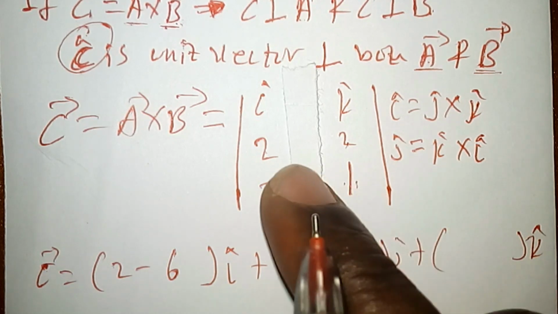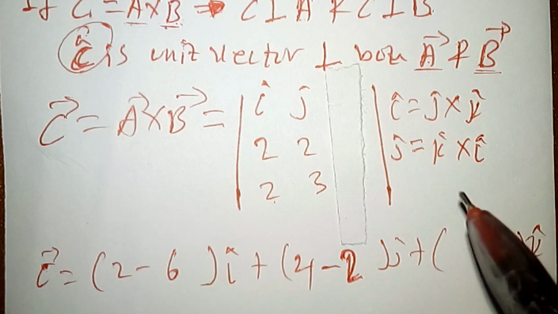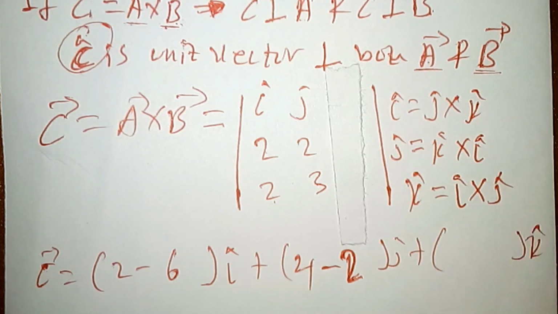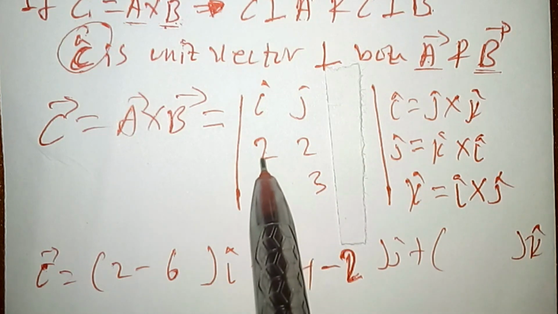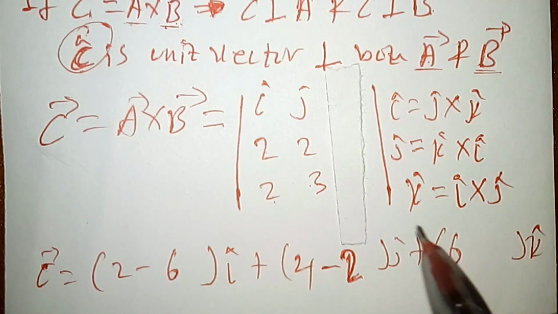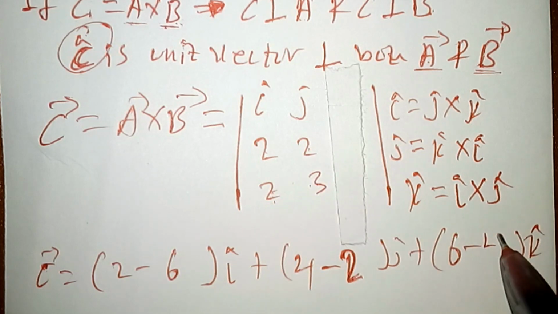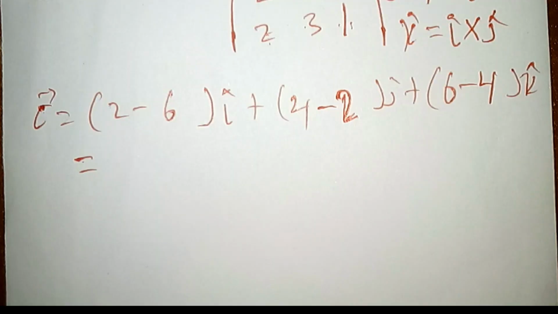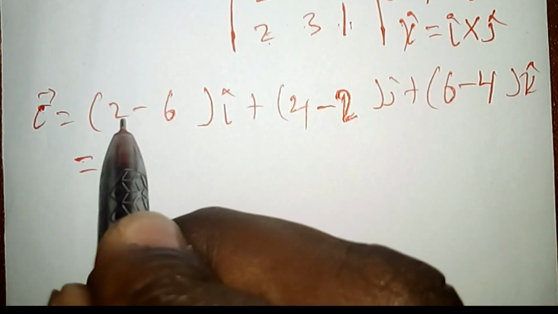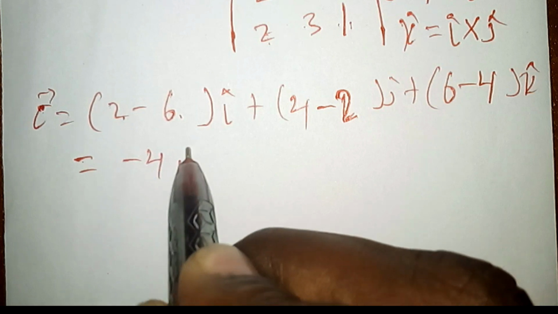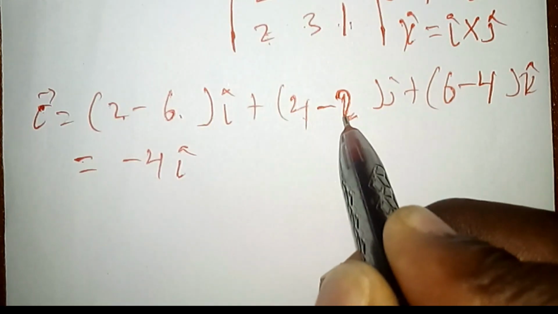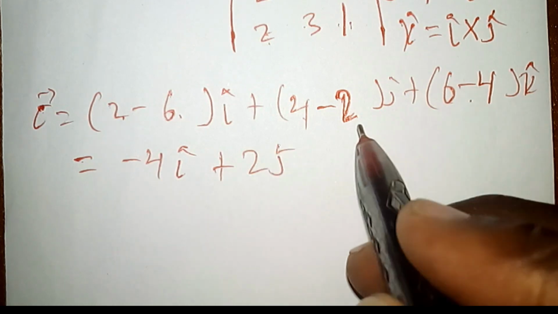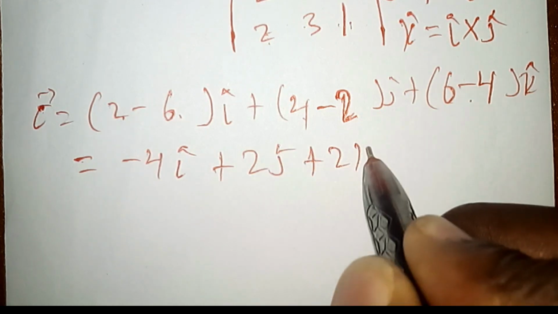And then we cover also here the K terms, and K is I cross J. That is 2 times 3 is 6, and 2 times 2 is 4. So this is directly equal to 2 minus 6 is minus 4i, 4 minus 2 is plus 2j. This one is also plus 2k.